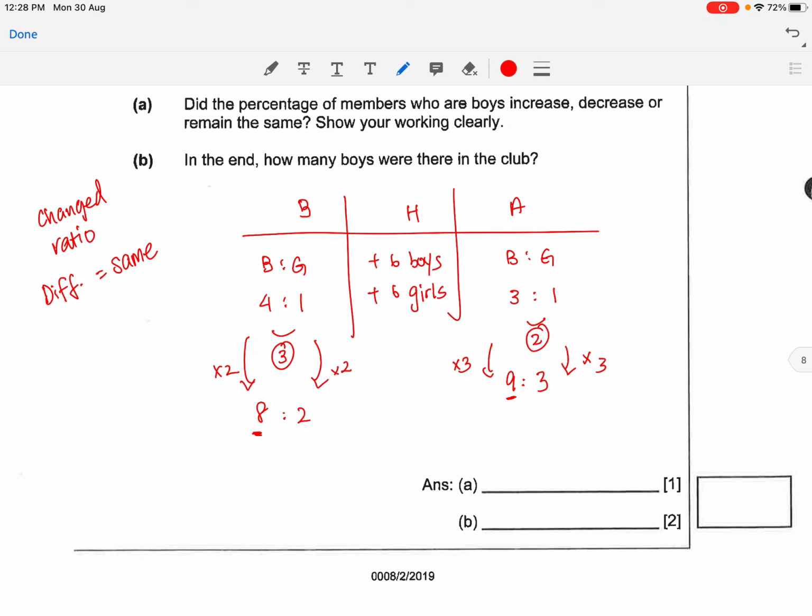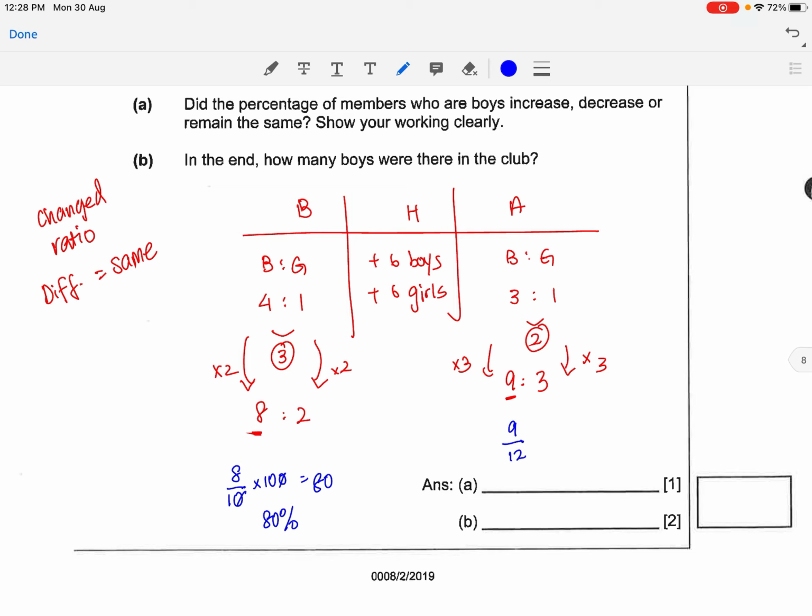Now, the percentage who are boys increase or decrease or remain the same. So I want you to see the before. We're going to focus on the before. Let me change my color so that you can know that I'm doing the percentage. I have my 8 units of boys over my total. Total, I have 10 units times 100. I'll get 80%. The next one, I would have 9 out of 9, 10, 11, 12.